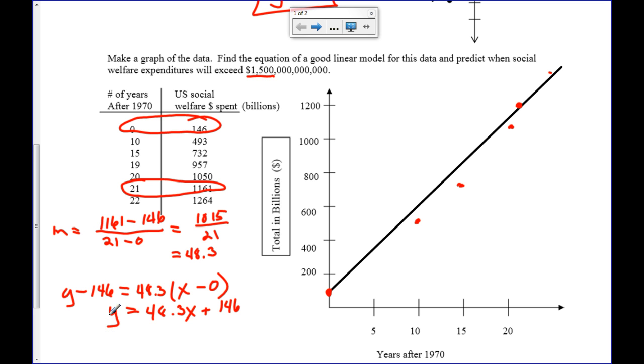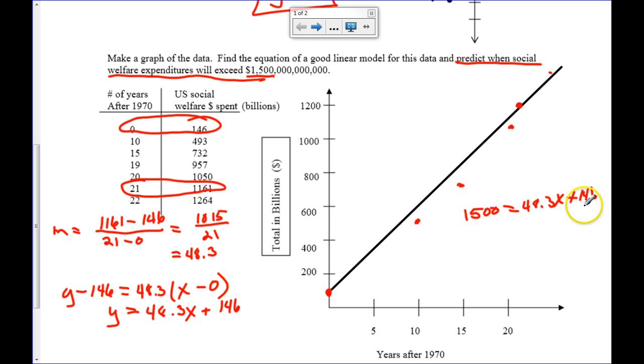So now we have our line. And the very last step is to predict when social welfare expenditures will exceed 1,500. So is that my x value or my y value? Y. So I'm going to put in 1,500 equal to 48.3x plus 146 and solve for x.